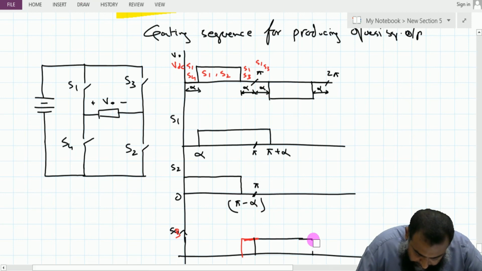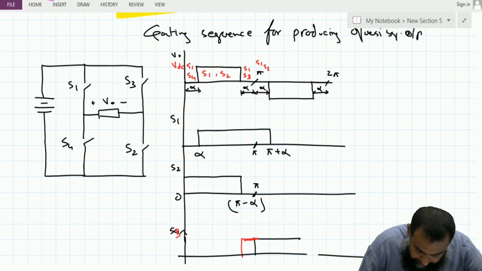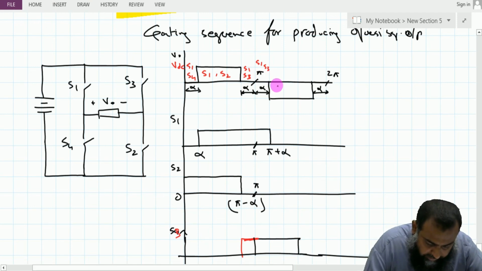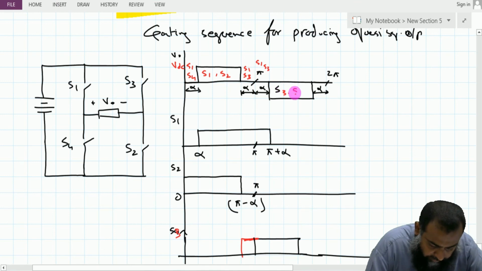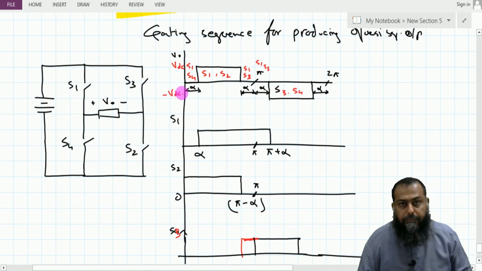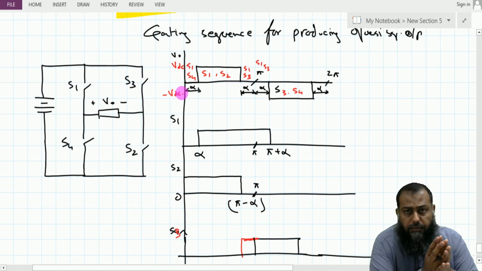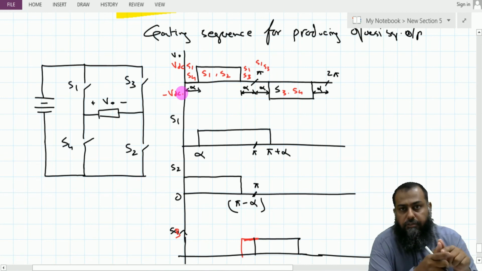Just a minute, let me just write it here. This is somewhere here, this is here, and thereafter we have this S3 and S4 on to give you a minus VDC here. So this is the procedure of the gating sequence.